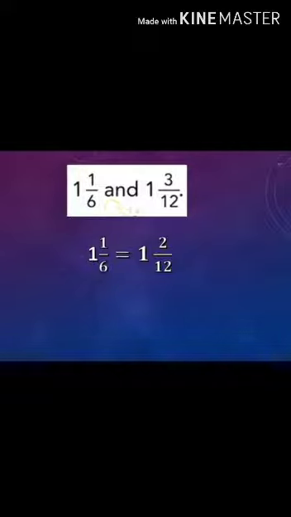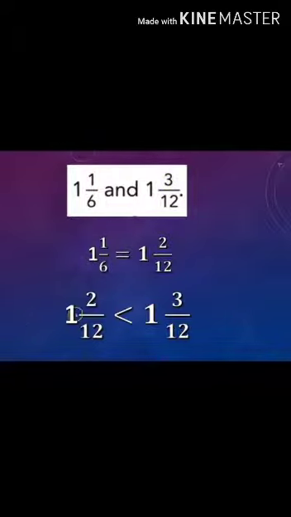1 and 2/12 is less than 1 and 3/12 because 2 is less than 3. So the end result would be 1 and 2/12 is less than 1 and 3/12, which I can take, move it back to the top and say that 1 and 1/6 is less than 1 and 3/12.